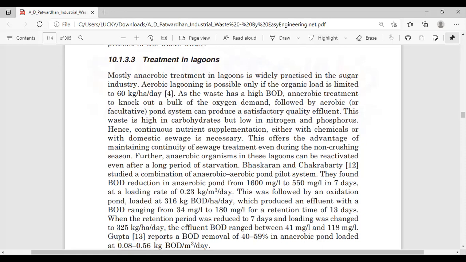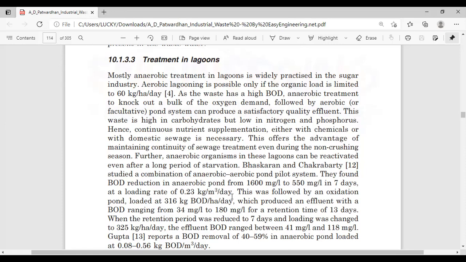Bhaskaran and Chakrabarti studied a combination anaerobic and aerobic pond pilot system. They found BOD reduction in the anaerobic pond from 1600 milligram per liter to 550 milligram per liter in 7 days at a loading rate of 0.23 kilogram per meter cube per day. This was followed by an oxidation pond loaded at 316 kg BOD per day, which produced an effluent with a BOD ranging from 34 milligram per liter to 180 milligram per liter for a retention time of 13 days.